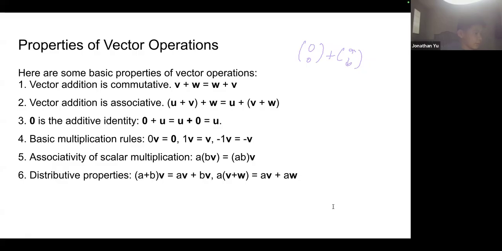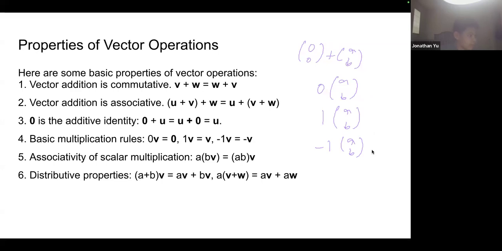These are all also pretty easy. So 0 times A is 0 and 0 times B is 0, so this is the 0 vector. 1 times A is A and 1 times B is B, so this is the same vector. Negative 1 times A is negative A and negative 1 times B is negative B, so this is the negative of this vector.